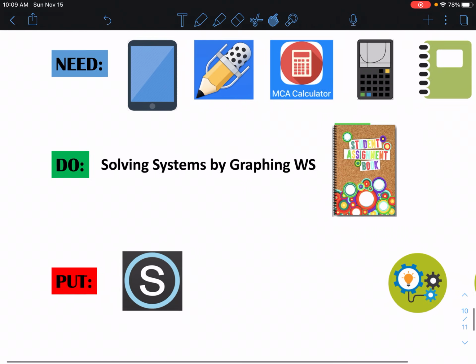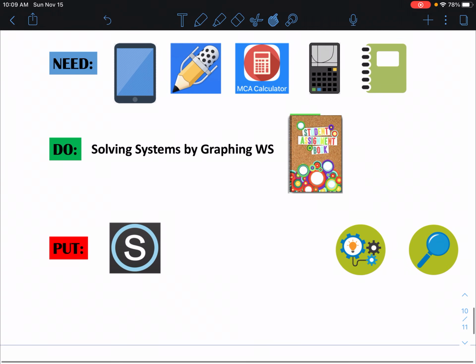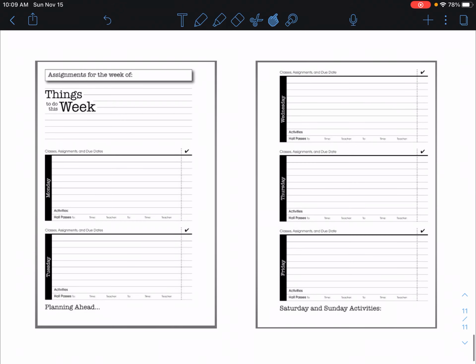So for today, open up your planner. It looks like this. And for today, write in solving systems by graphing worksheet under your assignment. Okay, so you've got that for today. That's it. Good luck.